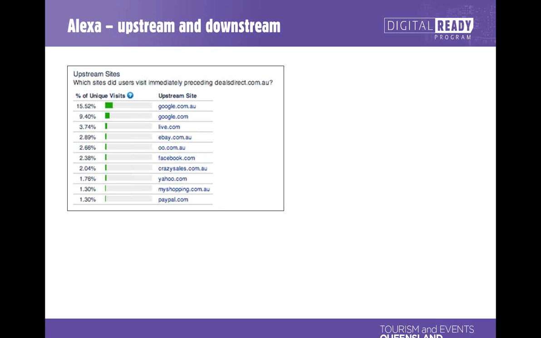So people are looking firstly on Google for a particular product. They're going to Deals Direct, but then they're going to eBay, then they're going to Double O, straight after Deals Direct, Crazy Sales, My Shopping, probably, and this is my hypothesis, to see if they can get a better price on it. So if you have a look at your upstream sites in Alexa and see where people come from, I would suspect Google to start with, but just see who else it is.